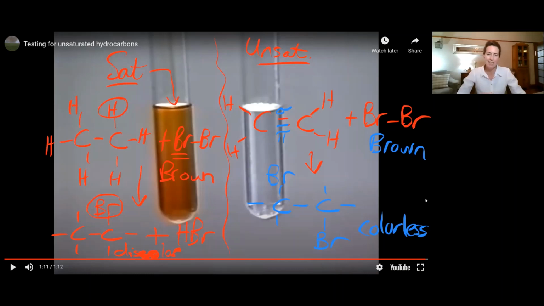This is how we test whether a substance is saturated or unsaturated. If it discolors very slowly or slightly, actually not at all, then it would be a saturated compound. But if it discolors, it goes from brown to colorless. If you add the bromine water really quickly, then we know it is indeed an unsaturated compound. And this is called the test for saturation.